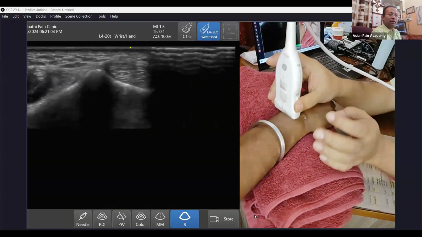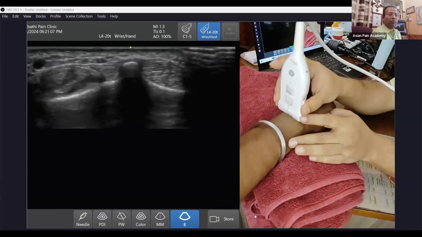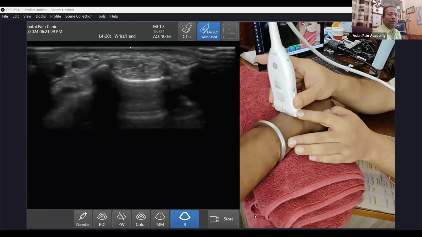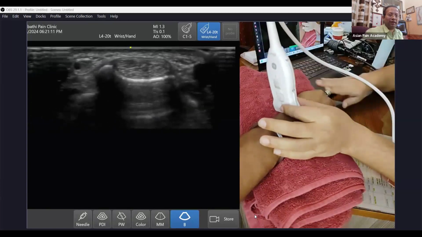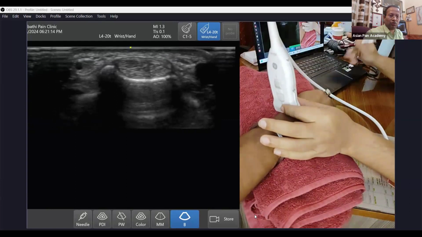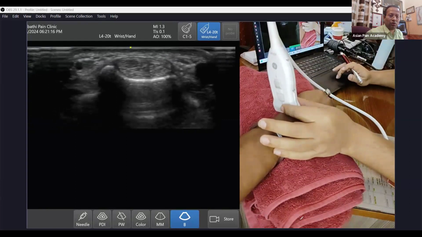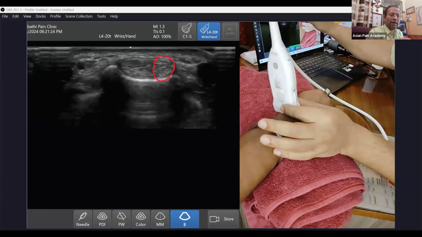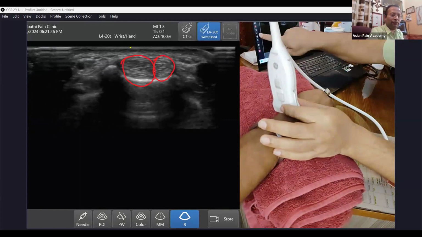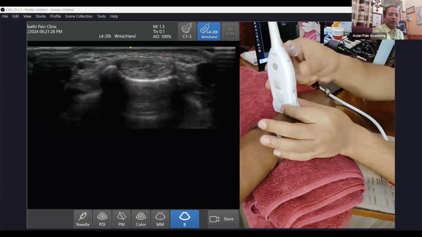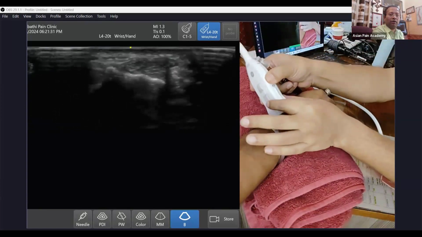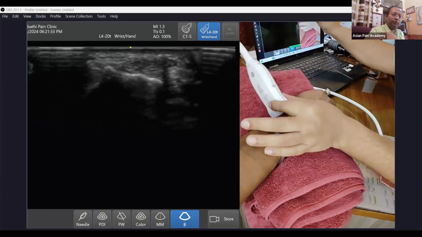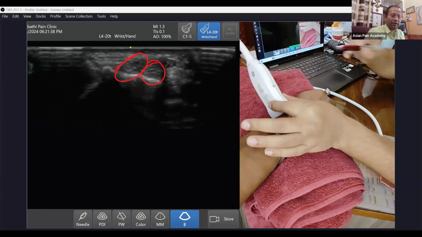Okay, let us see again. So just see Lister tubercle, right side compartment number 2, ECRL and ECRB. Now I will not freeze, I will just show you. ECRL, ECRB. I go to compartment number 1. APL and EPB. Okay.